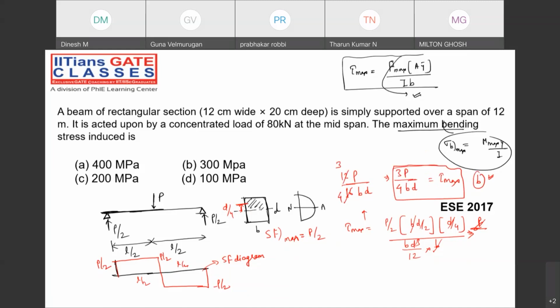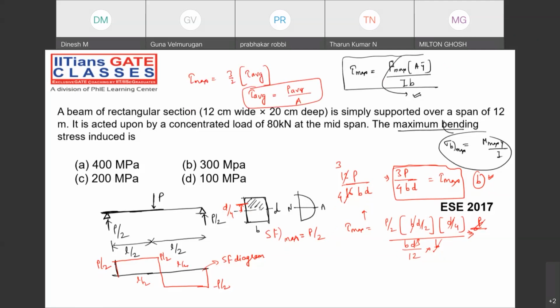Now, some of you might be thinking, sir, what are you applying? A very long, lengthy procedure. But you only told that the formula is 3 by 2 times tau average. So with that also, you will be getting the same answer. There is no hesitation. What is the tau average? P average divided by area. What is the average shear force that has been acting in this particular beam?